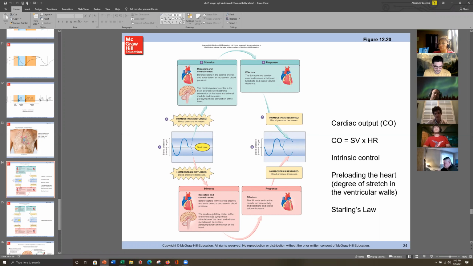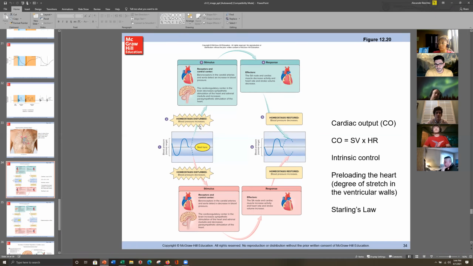So what things can cause drops in blood pressure? Things like systemic shock, cardiovascular shock, anaphylactic shock. Most kinds of shock will cause a change in blood pressure that can be picked up by these baroreceptors.